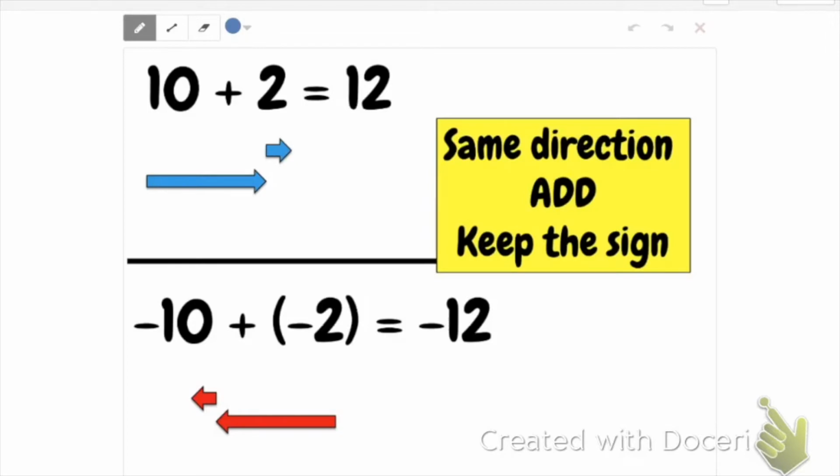If you have the same sign integers, positive 10 plus positive 2, you're going to keep the sign the same, which is positive. Then 10 plus 2 equals 12. The same thing applies for negative numbers. If I have negative 10 plus negative 2, I will keep the same sign, which is negative. Then 10 plus 2 equals 12. So I will have negative 12.